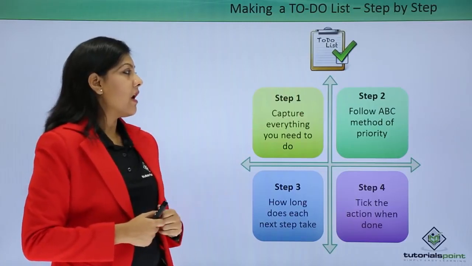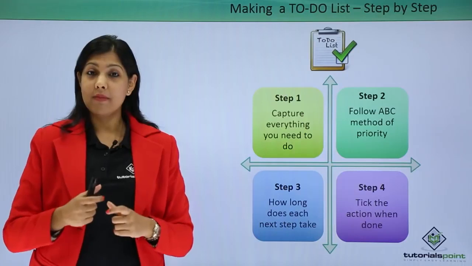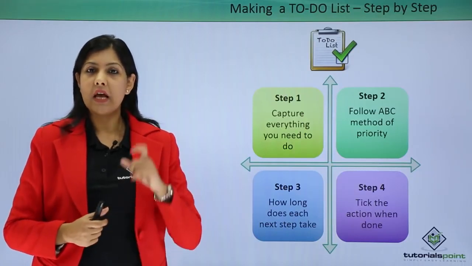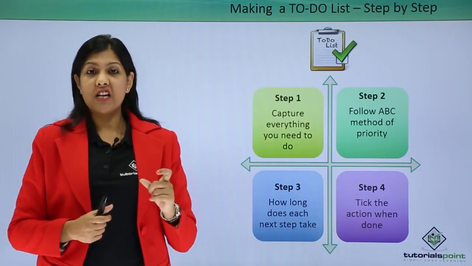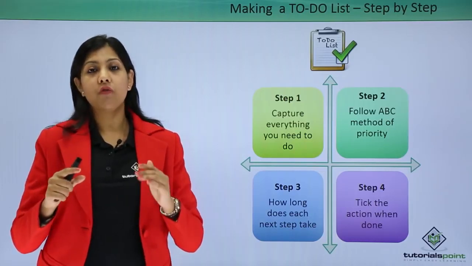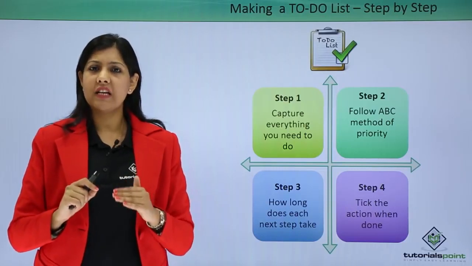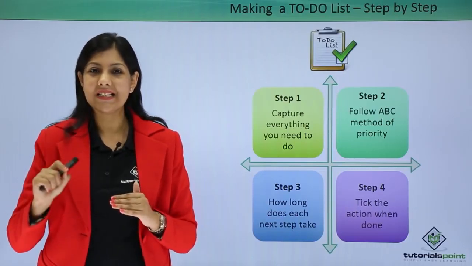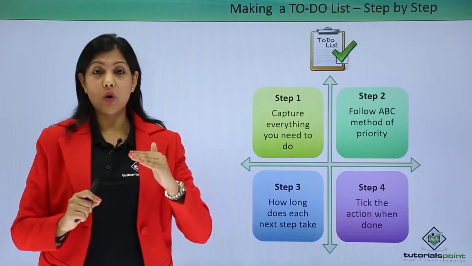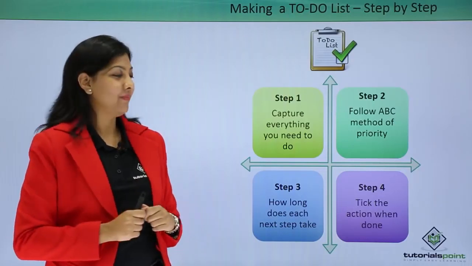The second step is to follow the ABC method of priority. When I say follow the ABC method, what I'm really trying to say is all those tasks which you feel are most important, just write A in front of them. Which you feel are lesser important, write B in front of them. And whatever you feel is the least important, write C in front of them. This way you have prioritized the tasks which you have written down for yourself.